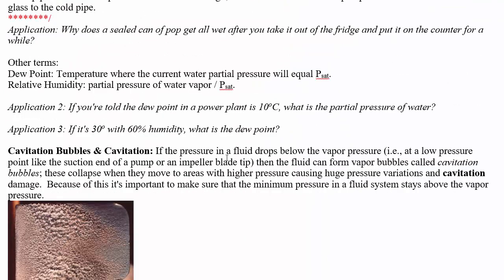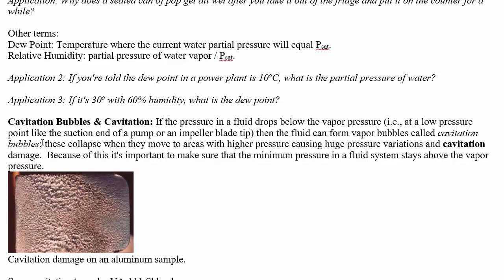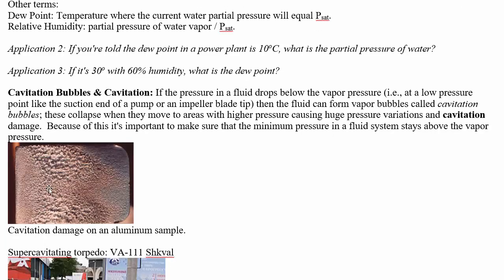If the pressure inside a fluid drops below the vapor pressure, so this happens at low pressure points like the suction end of a pump or the impeller blade tip, then the fluid can form vapor bubbles called cavitation bubbles. Now, somewhere else in the fluid, the pressure is probably higher, so the bubbles collapse again, and this can cause really intense pressure waves that can, over time, put damage into steel plates. So here's an aluminum sample showing some pretty extreme cavitation there.